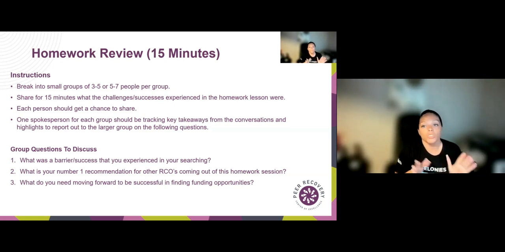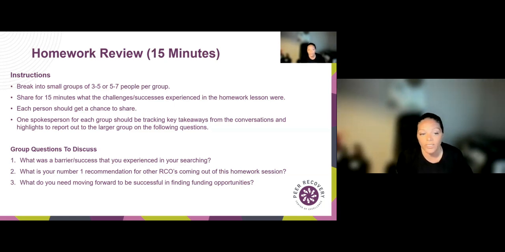It will be random. We just want you to share with each other for about 15 minutes what the challenges and successes were. If you weren't here last time, feel free to listen in and or weigh in on the conversation based off of experience you already have looking for grants. Every person in this small group or in the breakout should have a chance to share. So please try to make sure that everybody has an opportunity to share. We want you to identify 1 spokesperson for your group, because when we come back to the larger group, we want to have a report out of what your key takeaways were, what your key aha moments were, maybe just what you learned. We really just want to hear as a group what the key takeaways were from your homework assignment. So group questions to discuss, just to kickstart the conversation for you guys, are listed here on the screen.